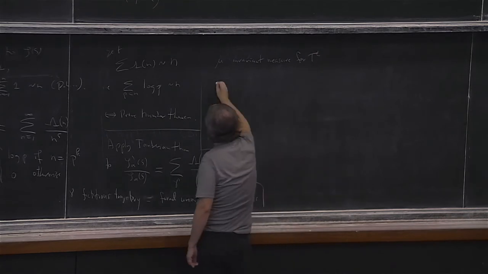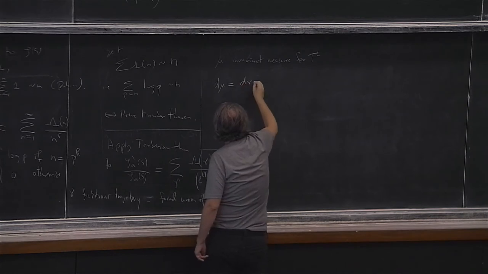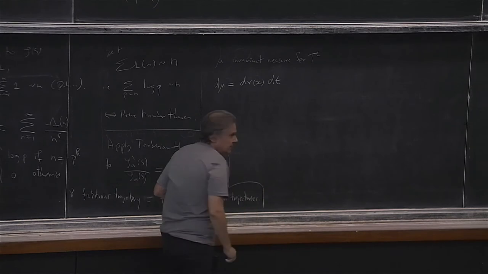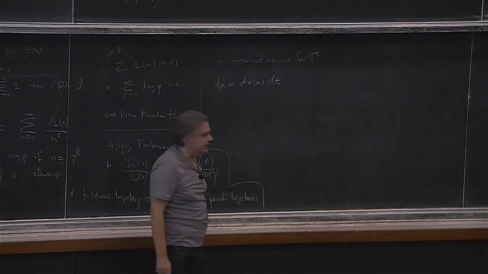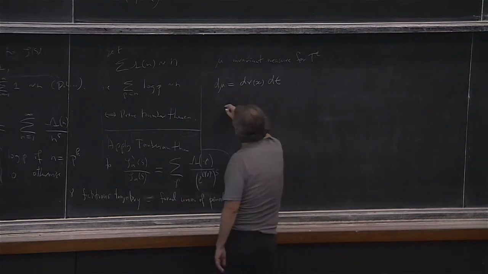And then it has to be basically Lebesgue on the fiber. So it has to be some measure on the base times just Lebesgue measure on the fiber, because it's invariant by the flow. And now I have a measure. So now I can compare entropies.